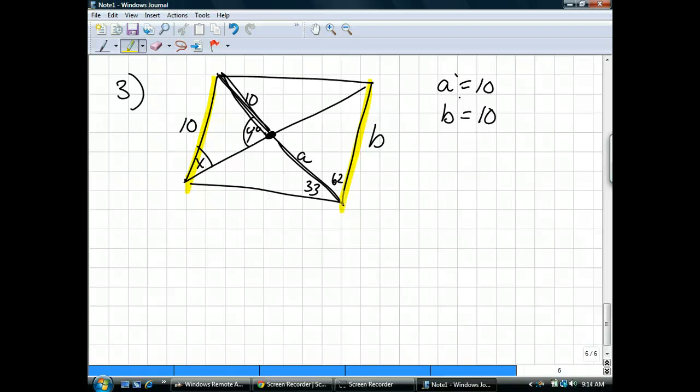Then if this angle is 62 degrees, then this angle must be 62 degrees. Okay. Because this side is parallel to this side, and this would be a transversal, so this and this would be alternate interior angles. Okay.